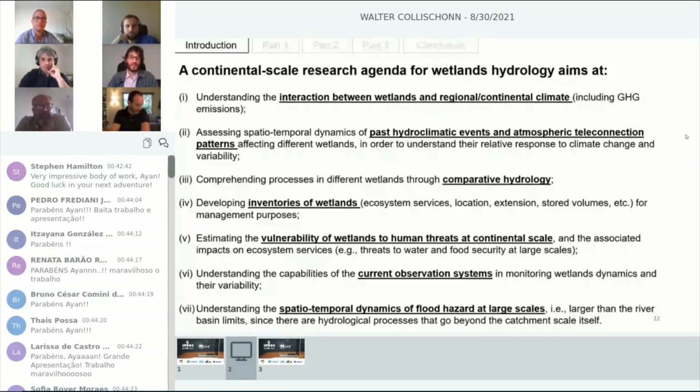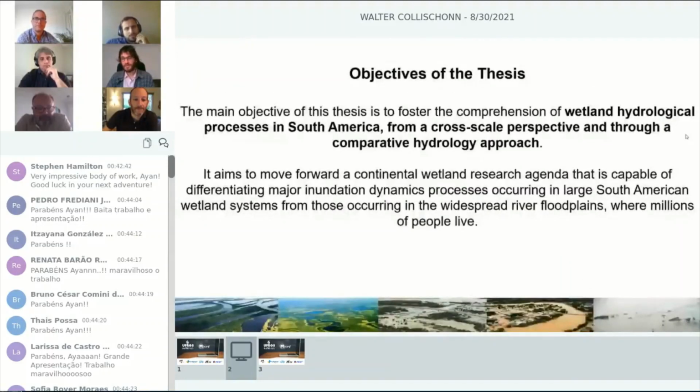assisting the development of inventories of wetlands, helping us to understand the vulnerability of wetlands to human threats at very large domains, also helping us understand how current observation systems across the continent help us monitor these systems. And finally, also helping us to understand how flood hazard develops at large domains. And these are the main objectives of the thesis, which is located in this context.